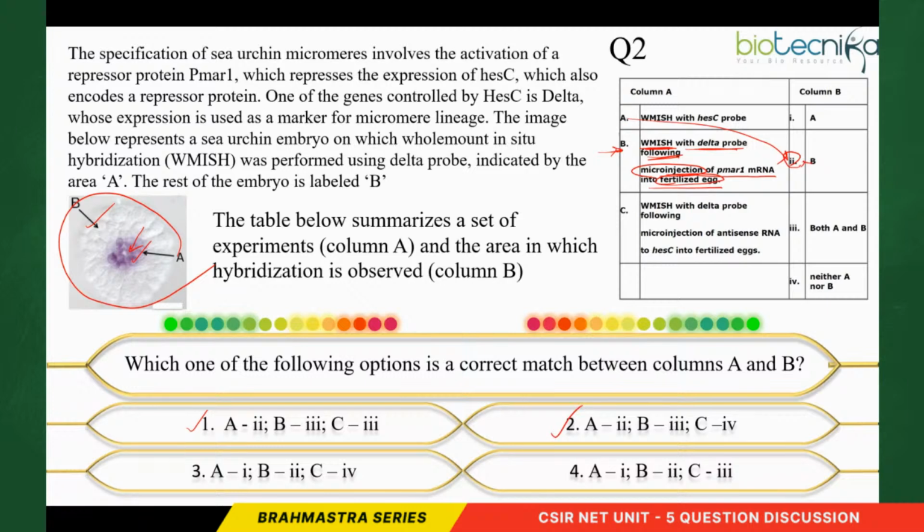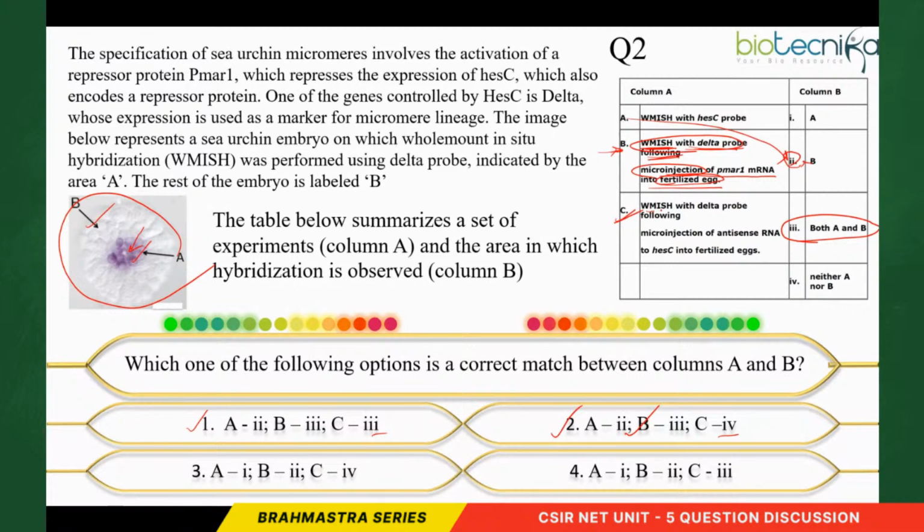So if PMAR1 is there, HESC will not be there in any of the cells. So delta will be synthesized in all the cells. If you perform hybridization with delta probe, you will find coloration in both A and B. So A, B will be option 3. Okay, so here also you can see B is 3. Now for C, you have to select either 3 or 4.